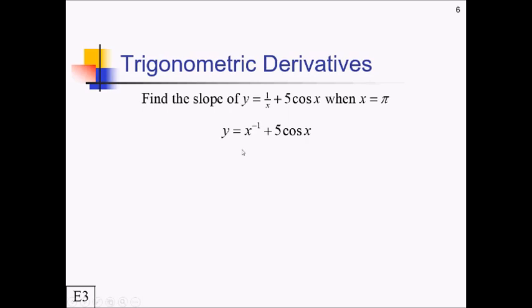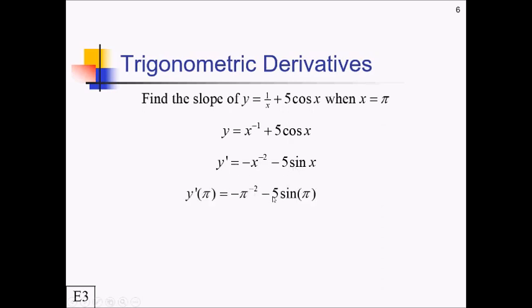And now going from left to right, I've got y prime equaling negative x to the negative 2, and then minus 5 sine of x, because negative sine is the derivative of cosine of x. Next, we have to plug in pi for everything. So this will be negative pi to the negative 2 minus 5 sine of pi.